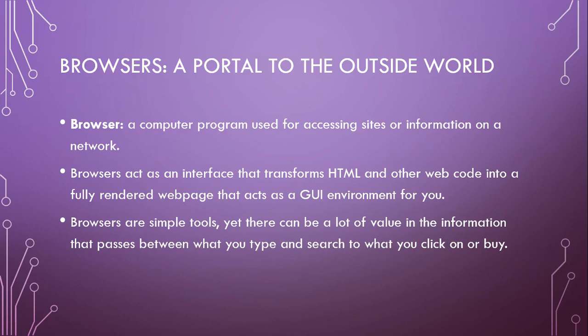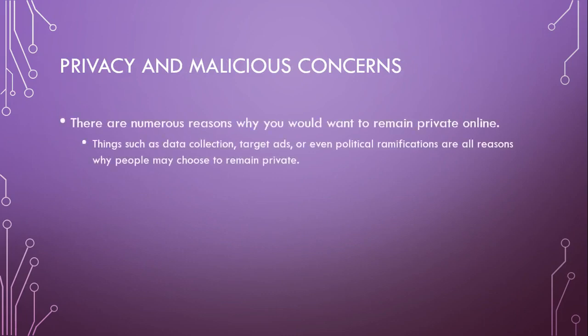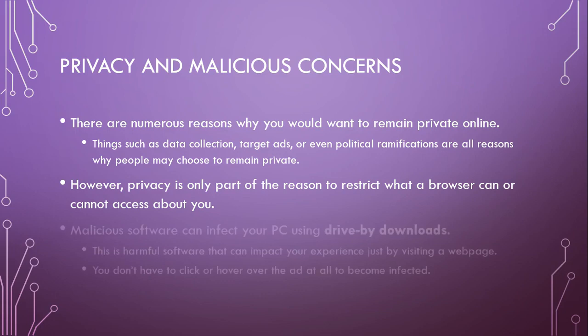We discussed a little bit about privacy, so let's go ahead and discuss that privacy and how it can relate also with some malicious concerns. Now, there are numerous reasons why you would want to remain private online. There's things such as data collection, targeted ads, or even political ramifications. For example, countries that might have restrictions on free speech. These are all reasons why people may choose to remain private in the online world. However, privacy is only part of the reason to restrict what a browser can and cannot access about you.